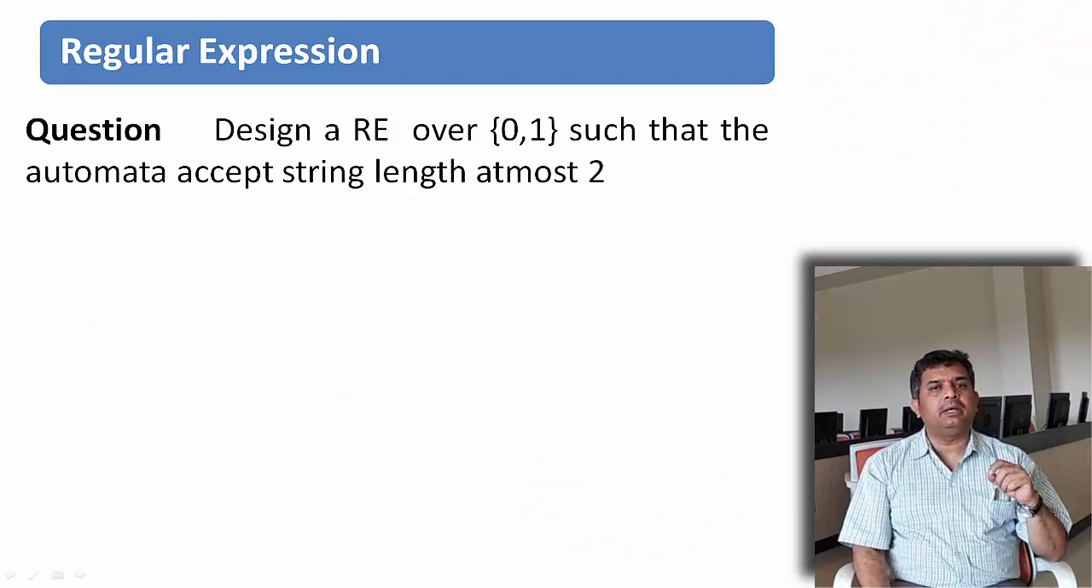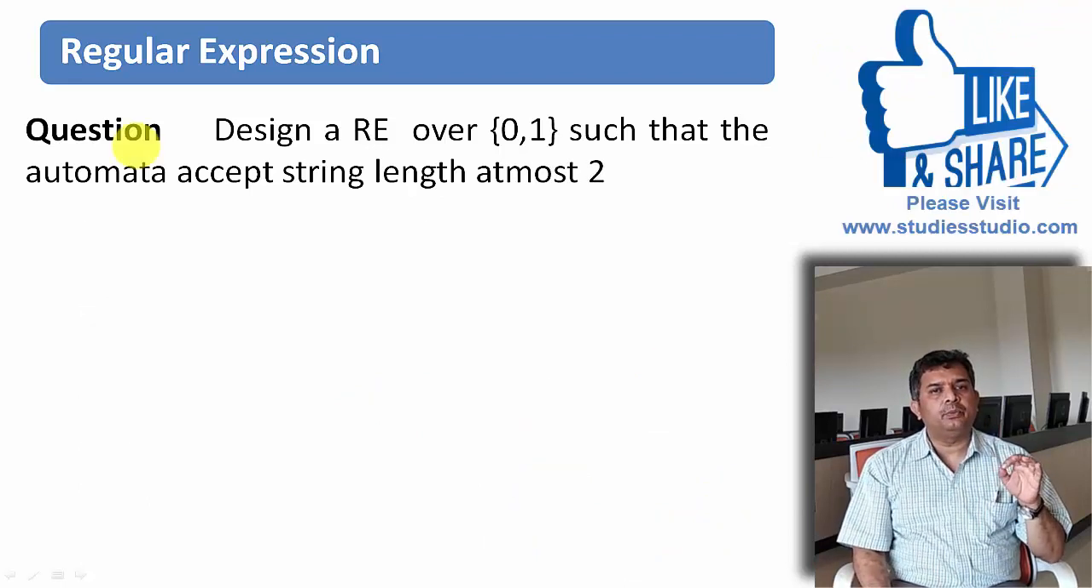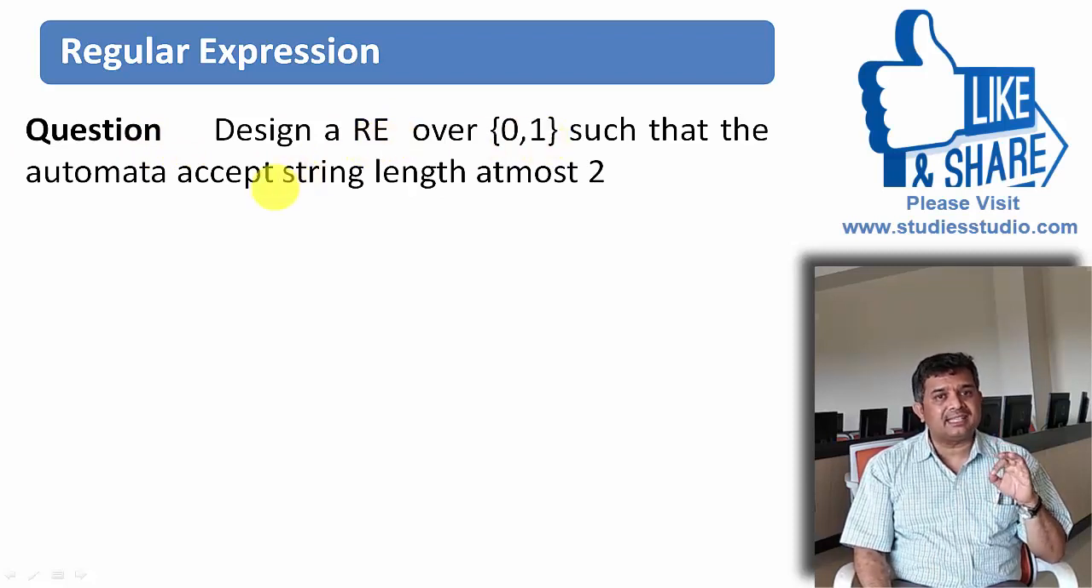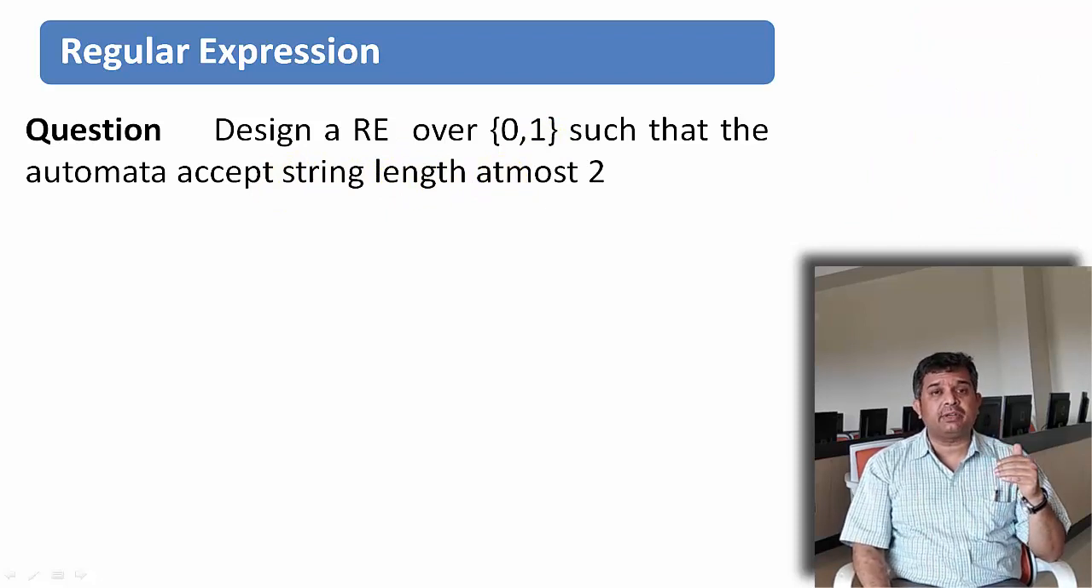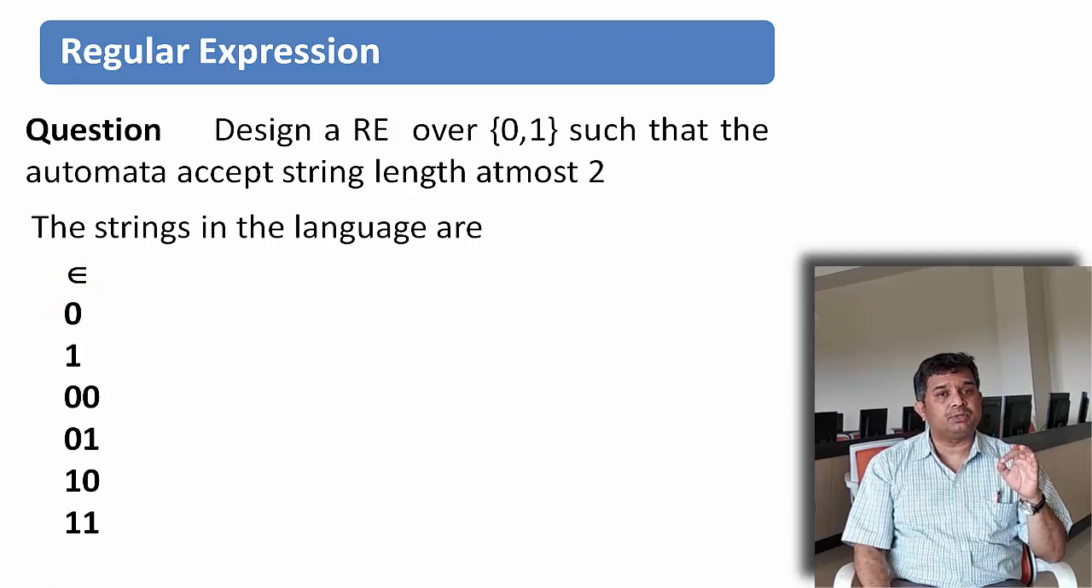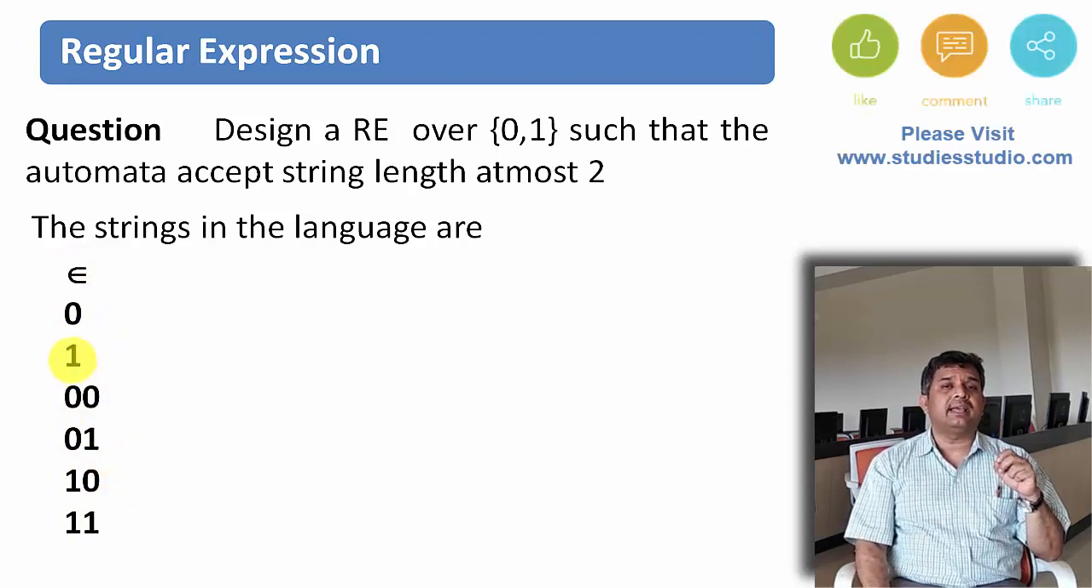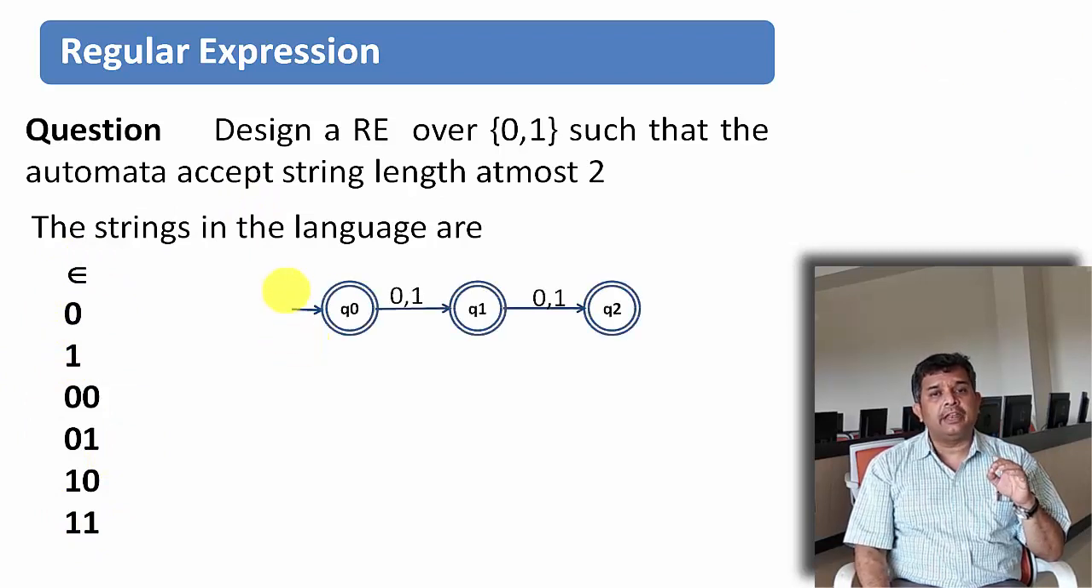One last problem we will do now. We design a regular expression over 0 and 1 such that it accepts strings of length at most 2. So the maximum string length that is accepted is 2. It should accept epsilon, 0, 1, 00, 01, 10 and 11. These are the strings accepted by this particular regular expression. And the NFA that we can design here is this one.